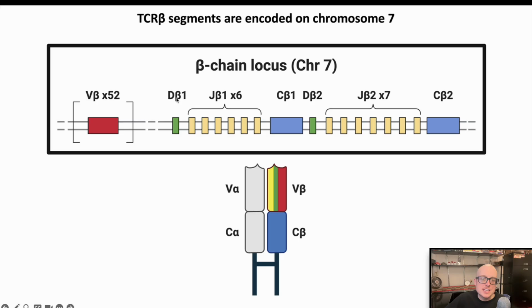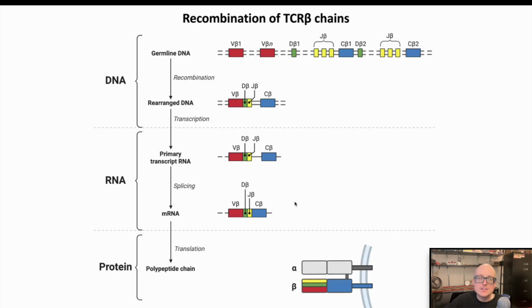Because each D is restricted to a subset of J's, the combinatorial diversity of the beta chain locus is limited somewhat. So the math that we did before would work a little bit differently here, but we won't go through it. In any event, whether you use this cluster of D and J or this cluster of D and J, ultimately you'll put them together and you'll combine that with a V. And again, that will form the variable region of the beta chain that will interact directly with antigen and with MHC.